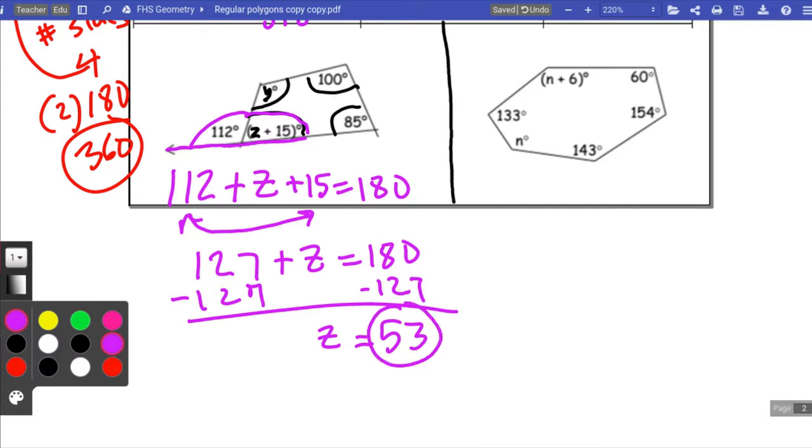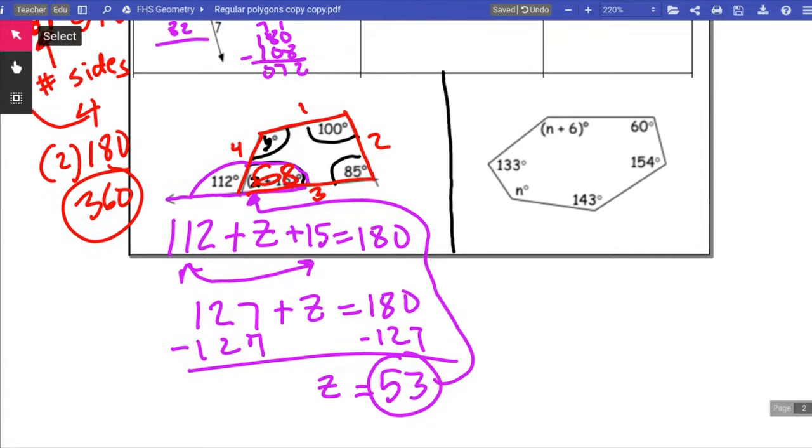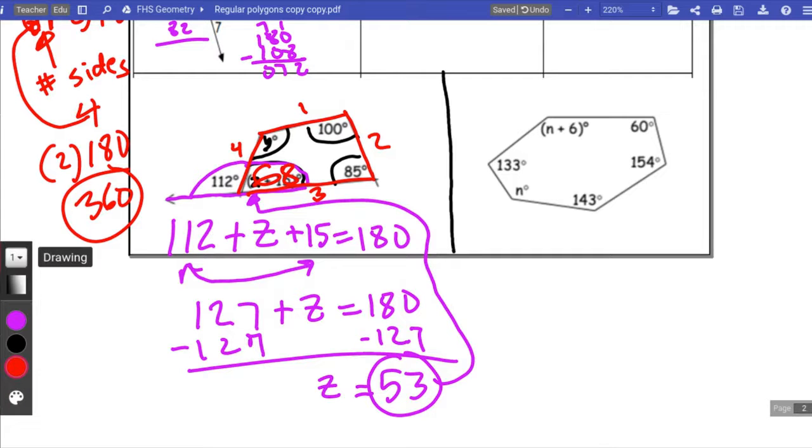Then I'm going to take the Z and plug it in right here to give me the measurement of that angle. So if you take 53, you add 15 to that, you get 68. So this right here is really 68 degrees. Now I can easily find Y because it's a four-sided polygon, 1, 2, 3, 4. We have concluded already a four-sided polygon adds up to 360. That's what we concluded right here.